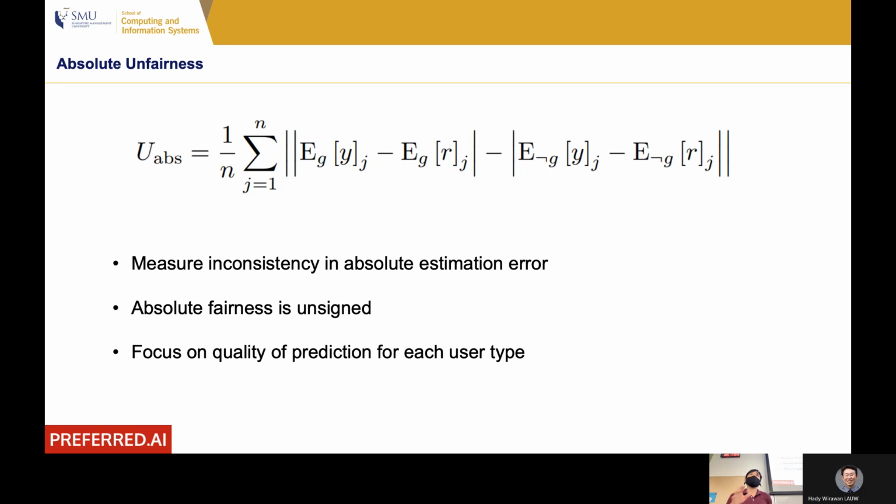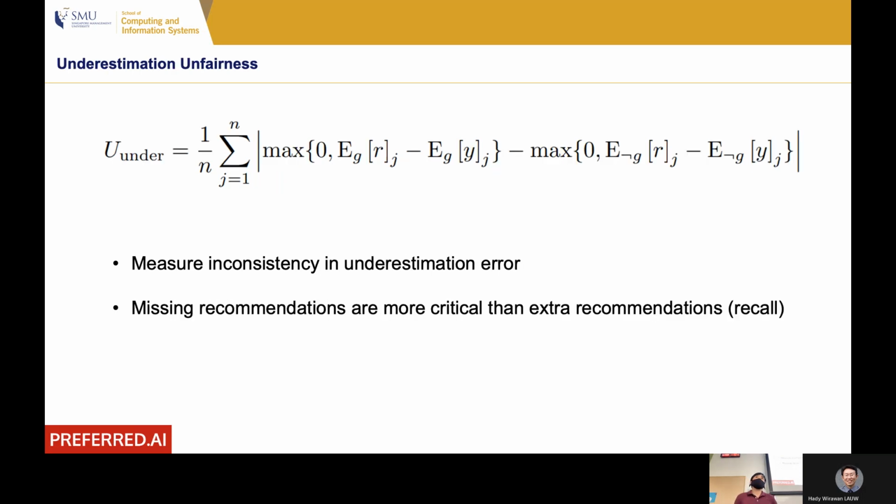This is how the absolute unfairness is measured. The next one is the underestimation unfairness. This one only measures the inconsistency in the underestimation error. So it's okay to overestimate, but it's not okay to underestimate the ratings. As long as your estimation underestimates the true rating values, it will incur the cost.